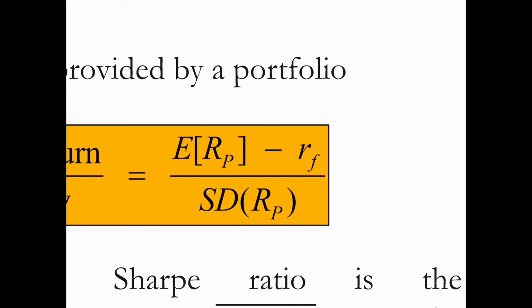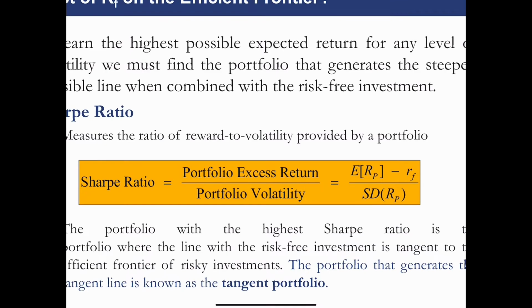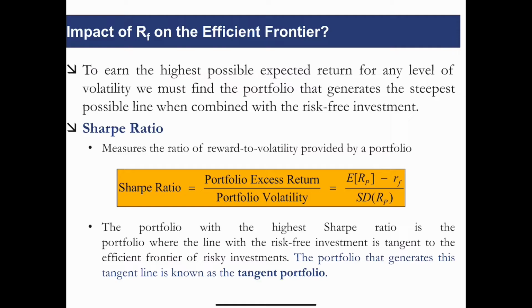That's just rise over run, right? Another way of seeing it is that it's the portfolio excess return over portfolio volatility. Why do I call it the Sharpe ratio? Because it was invented by William Sharpe, right? The portfolio with the highest Sharpe ratio is the portfolio where the line with the risk-free investment is tangent to the efficient frontier of risky investments. The portfolio that generates this tangent line is known as the tangent portfolio.